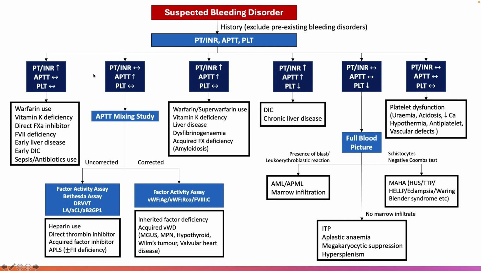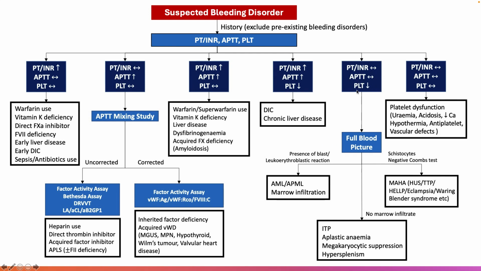Let's say it's an isolated prolonged APTT. We have discussed that just now; follow the approach by proceeding with the mixing study. Let's say both APTT and PT are prolonged, but the platelet is normal. So you're dealing with a coagulation issue with a normal platelet. It can be medication induced, for example warfarin or superwarfarin use, vitamin K deficiency, liver disease, or acquired factor 10 deficiency in amyloidosis, which is rare. If you are dealing with a prolonged APTT and PT as well as a low platelet, the two important things to suspect are cirrhosis or DIVC.